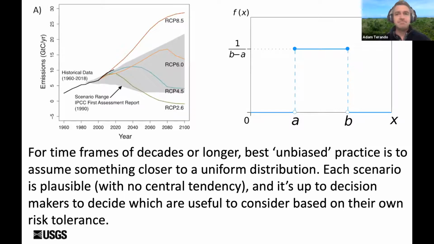So what we settled on in the report, and which is still the best practice in the scientific community, is that for timeframes of decades or longer, the best unbiased practice is to assume something closer to a uniform distribution. So we say each scenario is plausible, there's no central tendency, and it's up to decision makers to decide which are useful to consider based on their own risk tolerance. In my experience, this is not something that decision makers like, but it has the closest fidelity to what the science allows us to do at this point.